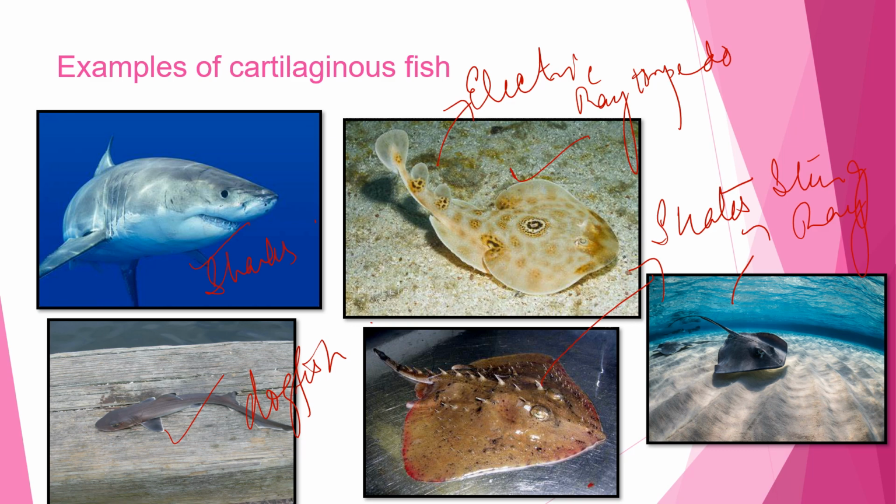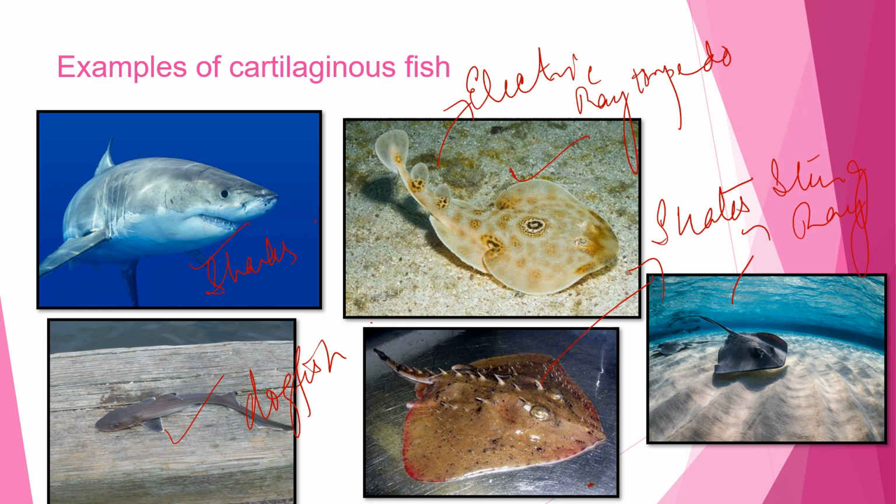Now here you can see that the gill slits you can't see, they are all covered by an external flap of skin. In any of these, can you see the gills? No, it's not visible. But in the previous one, if you observe in the examples of bony fish, we can see their gill slits. So it's visible. Here it is covered by a skin called the operculum. So these are the main examples of cartilaginous fishes.